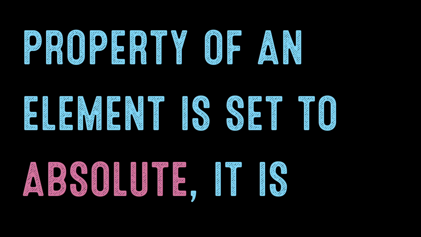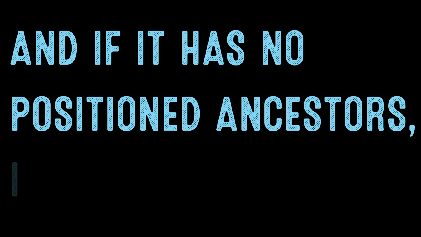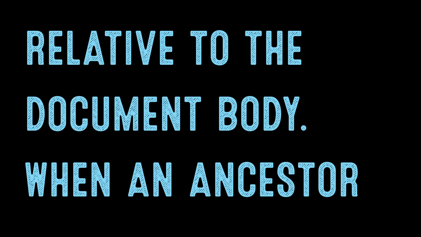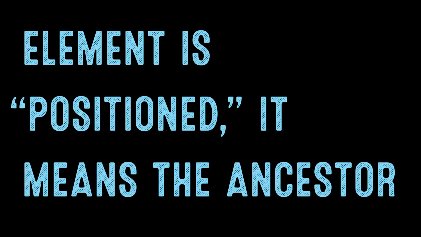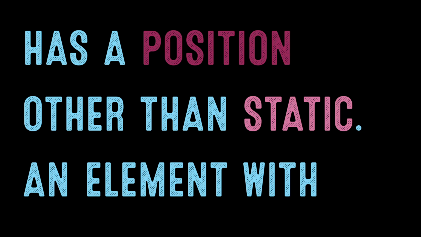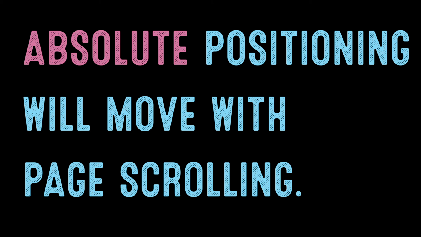When the position property of an element is set to absolute, it is positioned relative to the nearest position ancestor, and if it has no position ancestors, it will position relative to the document body. When an ancestor element is positioned, it means the ancestor has a position other than static. An element with absolute positioning will move with page scrolling.